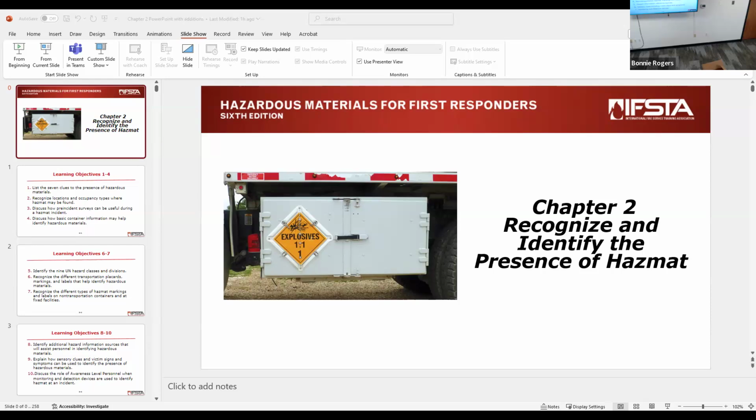All right, next we look at basic container information. And then transportation placards, markings and labels, where we have to get a little bit closer to it. Then the non-transportation hazmat markings and labels. Where would you find one of those? On fixed containers, maybe? Where else? Gas stations. Can they be on boxes? Inside the boxes, or at an SDS. Oh, safety data sheet, yeah.